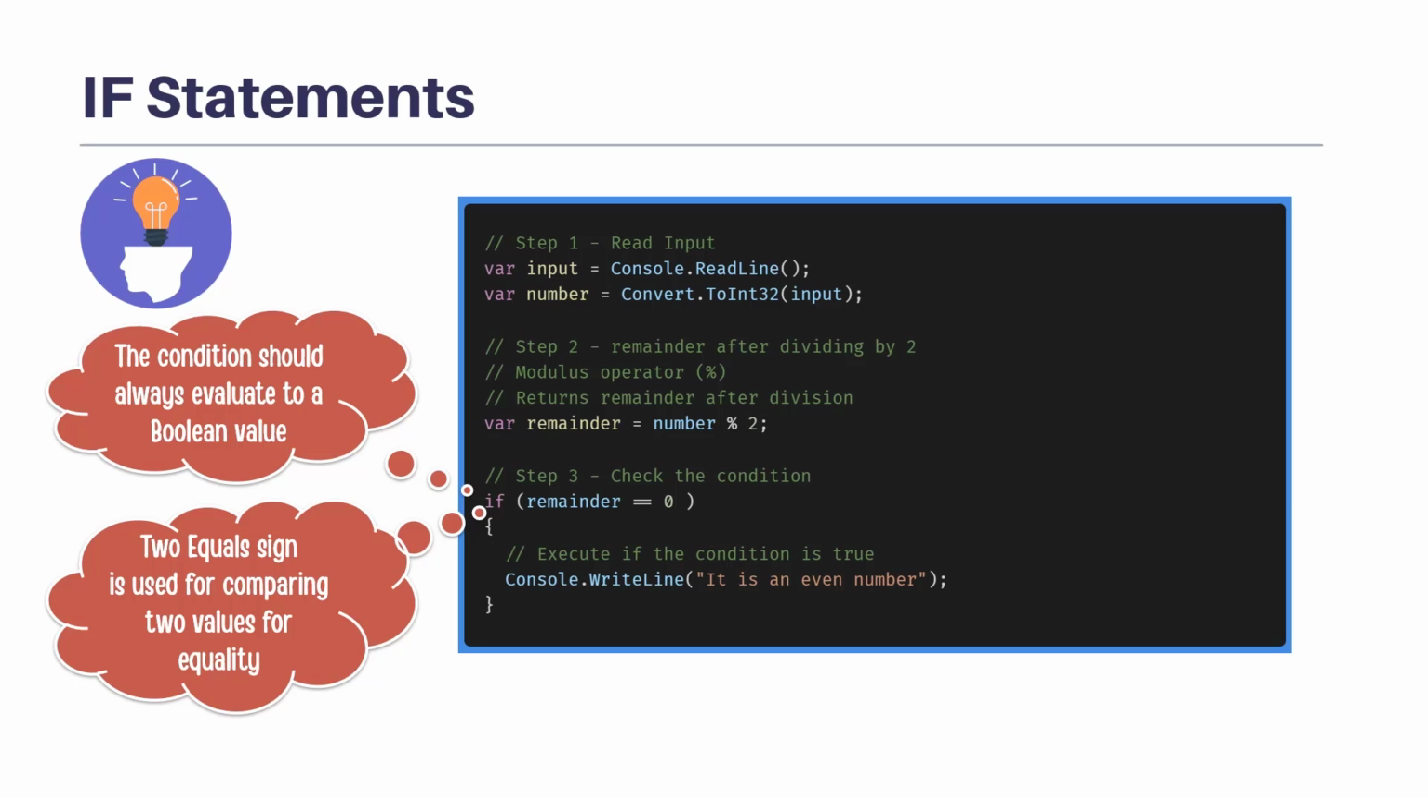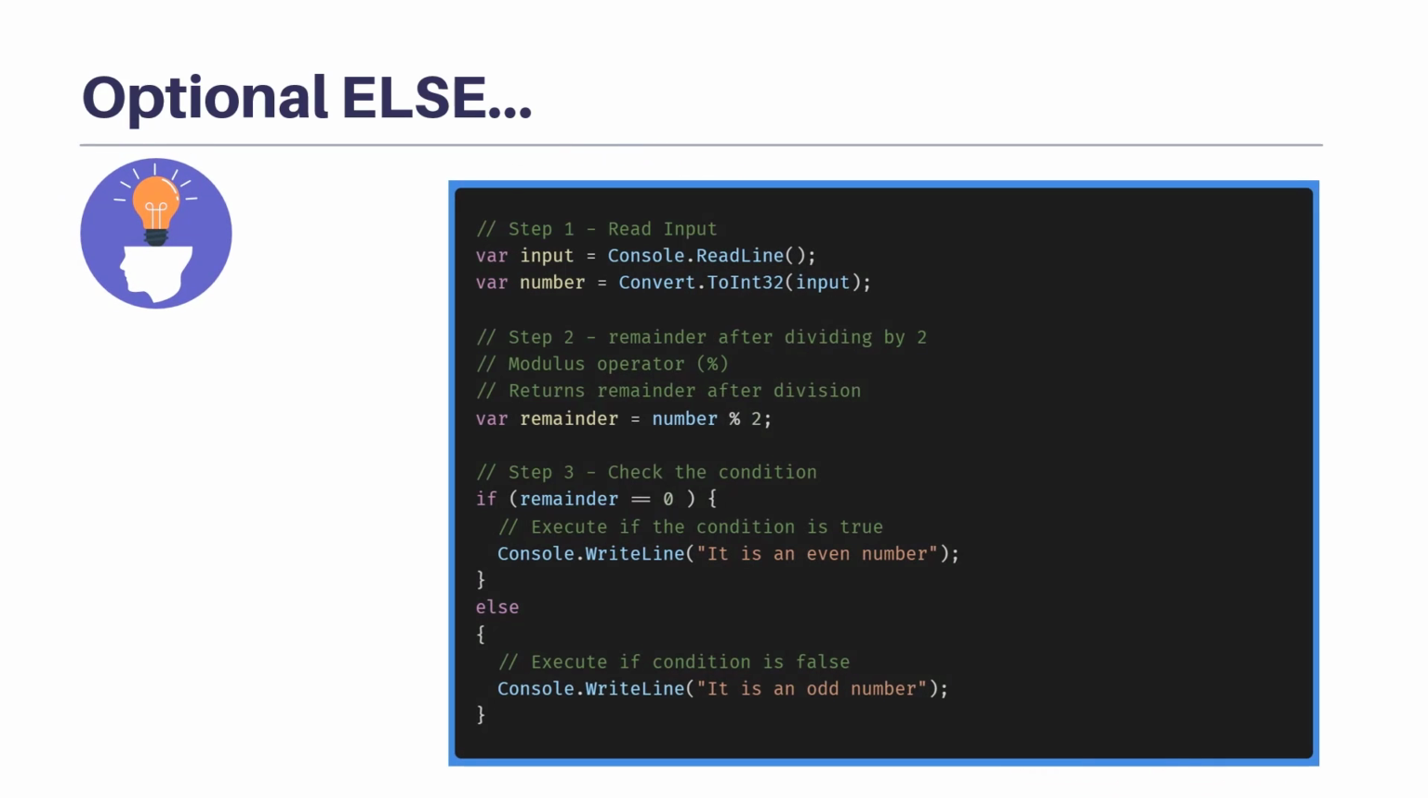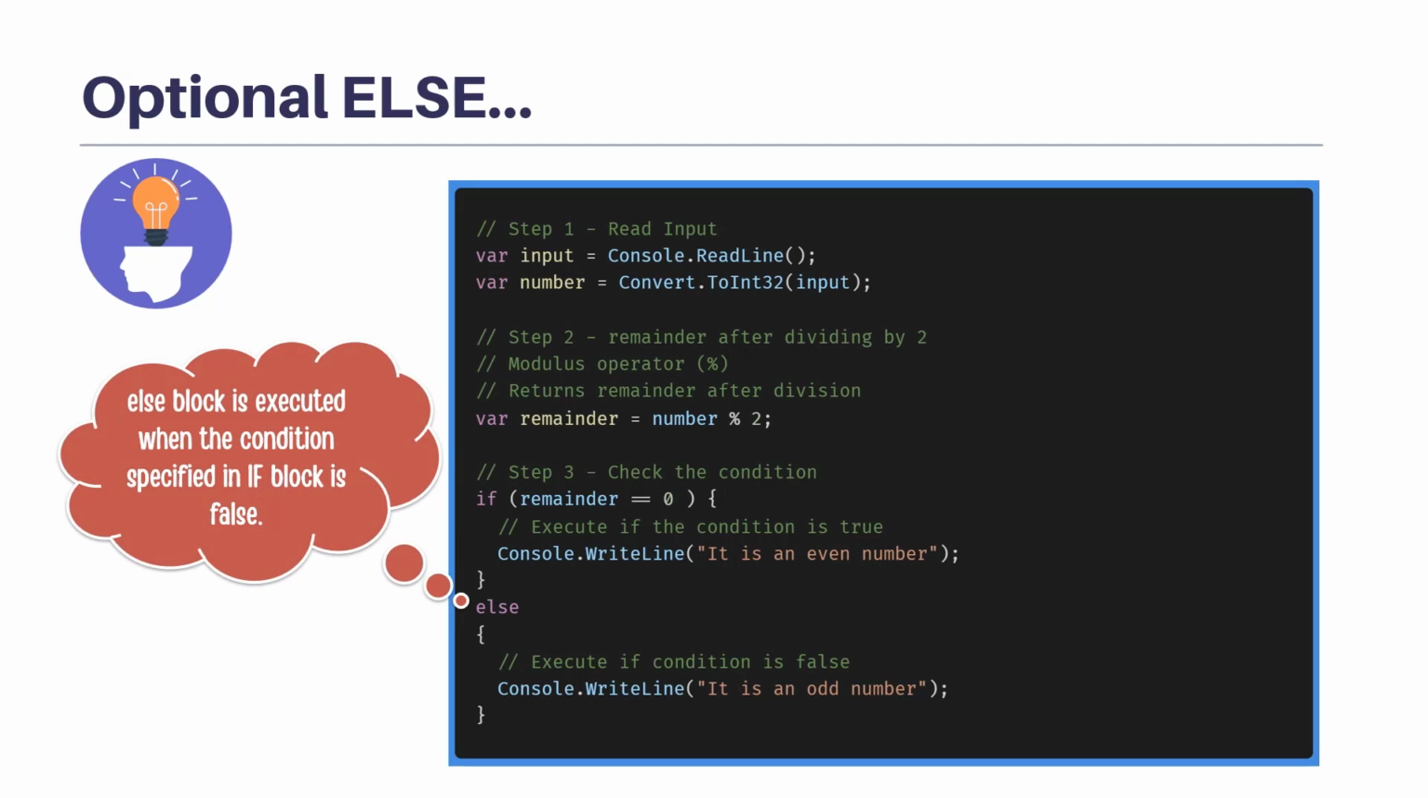Currently, our program just identifies if the number is even. If the number is odd, it doesn't print anything. So what can we do to add another alternative path of execution in our program? For that purpose, we can use else block. The else block is executed when the condition specified in the if is not satisfied. That is, the condition specified inside the if should evaluate to false. In our program, there can be only two possible values for remainder. The remainder can be either 0 or it can be 1. And if the remainder is 1, that means the number is odd.